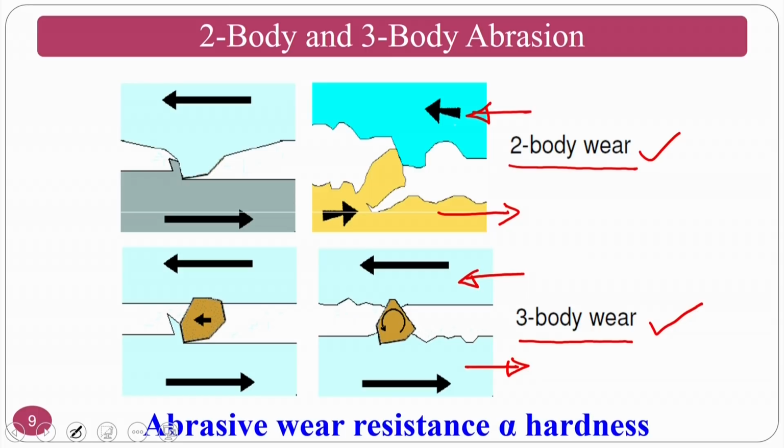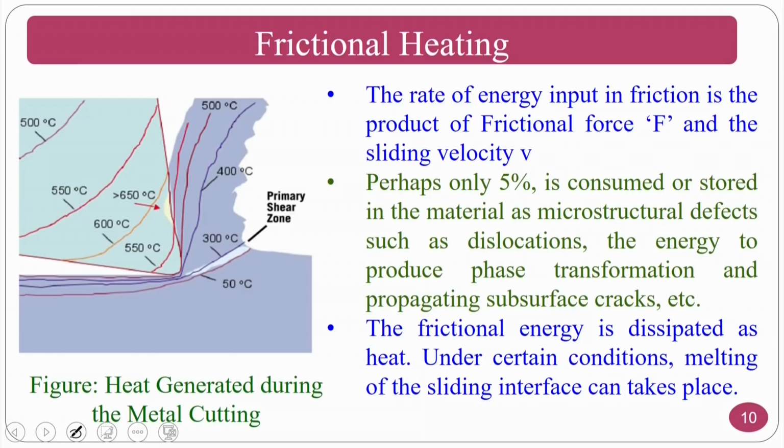Because of two body abrasion as well as three body abrasion, a lot of frictional heating takes place. The frictional heating normally takes place in the chip tool interface region. This is the region. The rate of energy input in friction is the product of frictional force and sliding velocity. If you multiply frictional force and sliding velocity, you will get the frictional energy. Normally perhaps 5% is consumed or stored in the material. This frictional energy, what will happen if it is stored in the material?